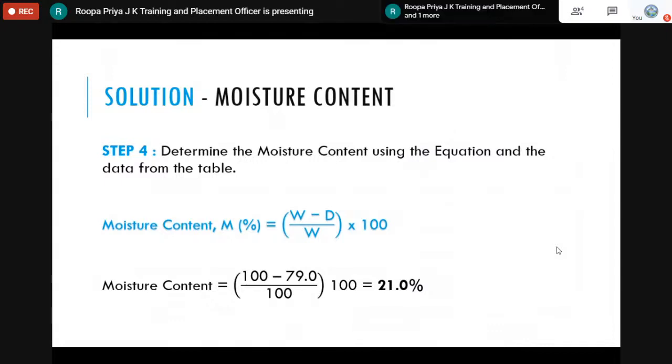Step 4. Determine the moisture content using the equation and the data from the table. So we have the equation: moisture content M is equal to (W minus D) divided by W into 100. Now the dry mass D is 79. So our moisture content will be equal to (100 minus 79) divided by 100 into 100, which is equal to 21%. So 21% of the moisture content is present in this total solid waste component.